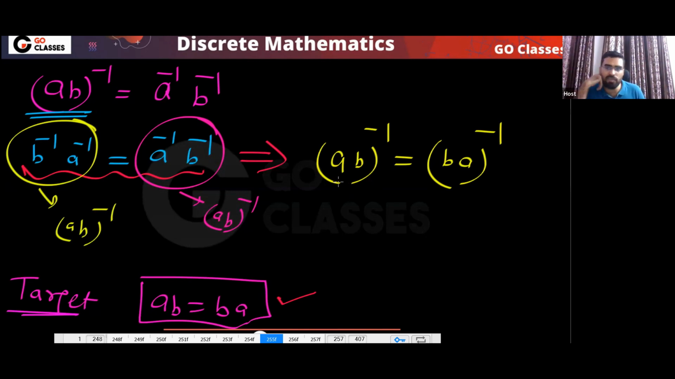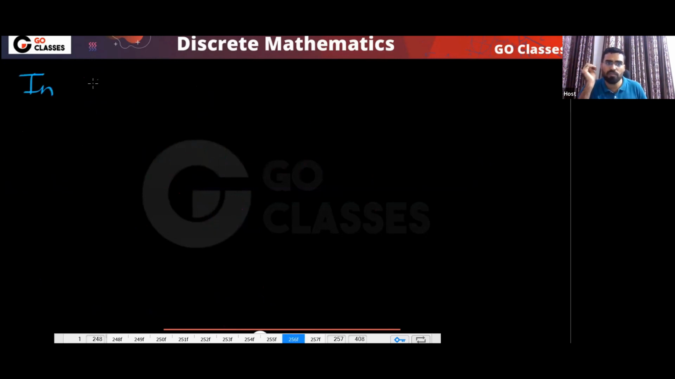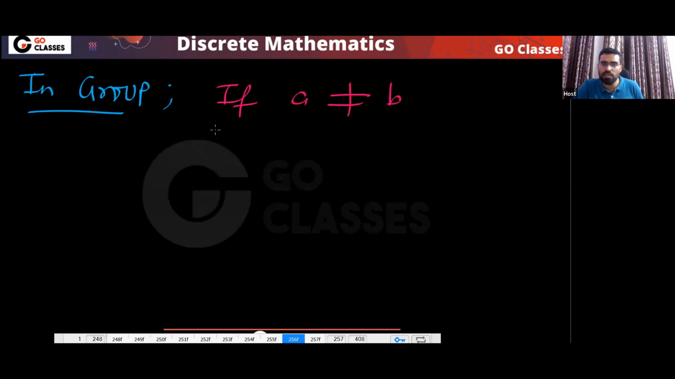Two things have the same inverse. What does it imply? In a group, inverse is unique. Remember, in a group, two different elements cannot have the same inverse, right? Yes or no? If A is not equal to B, then A inverse is not equal to B inverse, because inverse is unique.